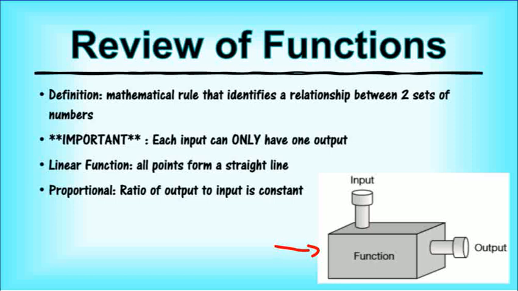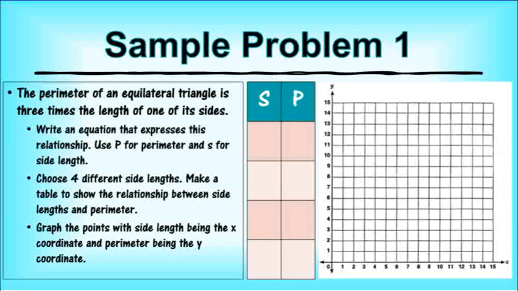So let's take a look at an example here. The perimeter of an equilateral triangle, remember equilateral triangle just means all the sides are the same length, is 3 times the length of one of its sides. Write an equation that expresses this relationship. Use P for perimeter and S for side length.